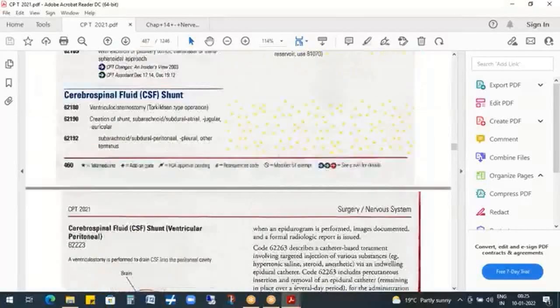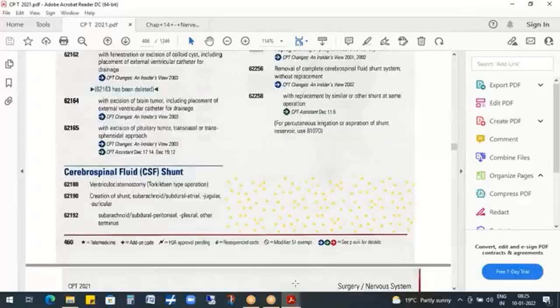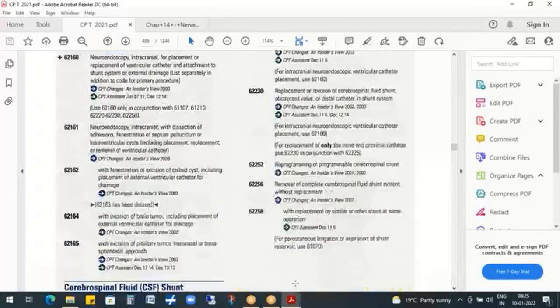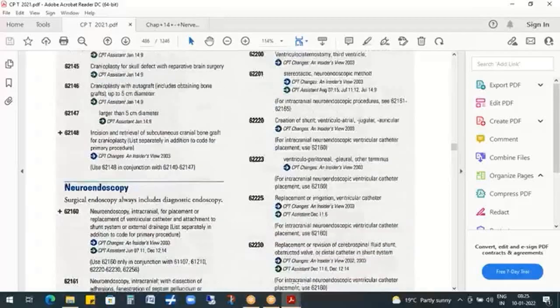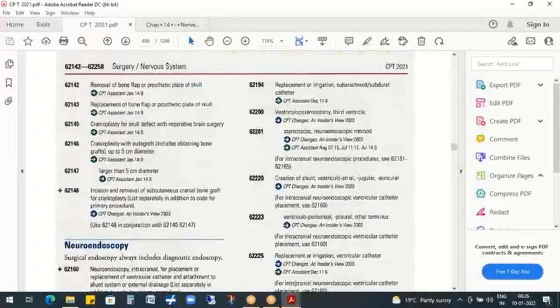Page number 460. Page number 460. Page number 460. Mark the code in your textbook. 62223. 62223.